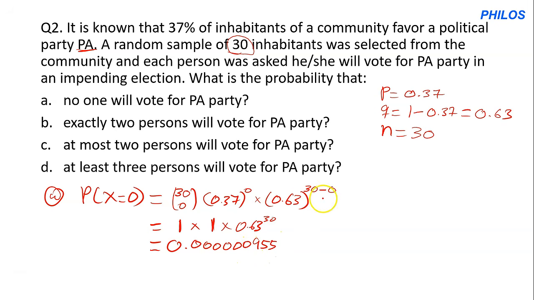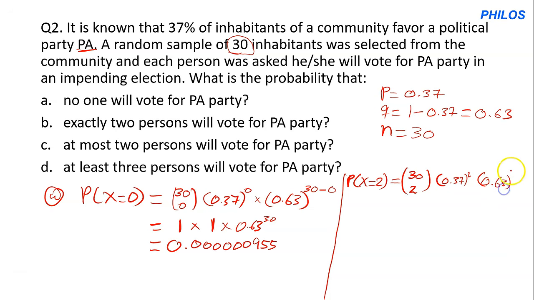Now let's look at question B. Question B says we should find the probability that exactly 2 persons will vote for party A. So we want to find the probability that X is exactly 2. So that will be n combination X, then P exponent 2, times Q, which is 0.63 exponent 30 minus 2.